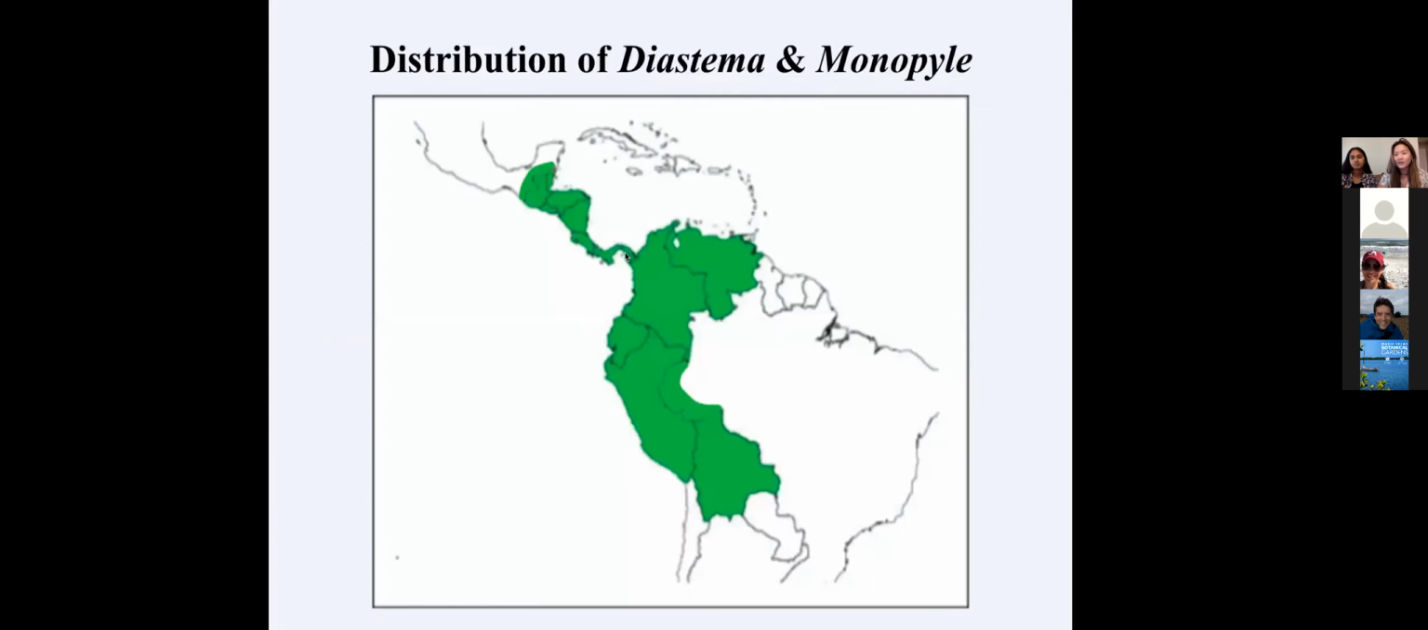To give some background information, there are currently 22 accepted species of Monophyllaea and 20 accepted species of Diastema. The species of Diastema and Monophyllaea range from Mexico to Bolivia and parts of Brazil. Colombia, Peru, and Ecuador are likely the most diverse places for Diastema and Monophyllaea because of the humid and wet climate along the eastern Andes.